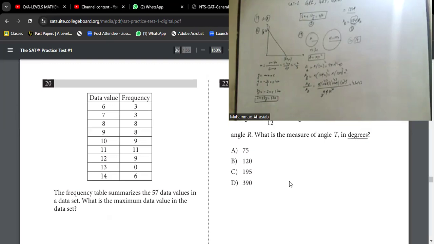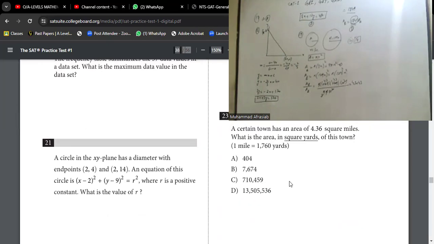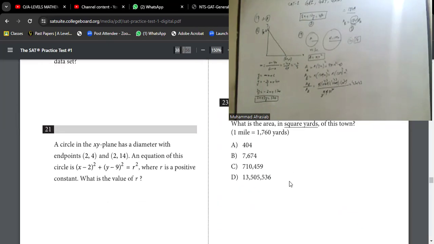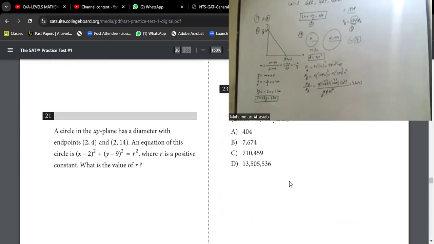Question number 21. The circle in the xy plane has a diameter with the endpoints 2, 4 and 2, 14. The equation of this circle is (x minus 2) whole square plus (y minus 9) whole square is equal to r square, where r is a positive constant. What is the value of r?